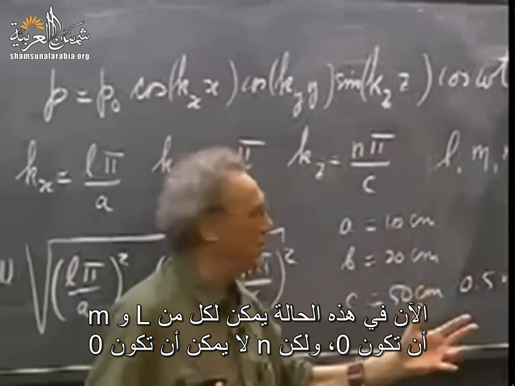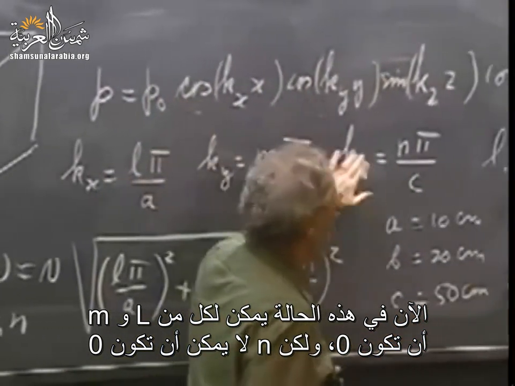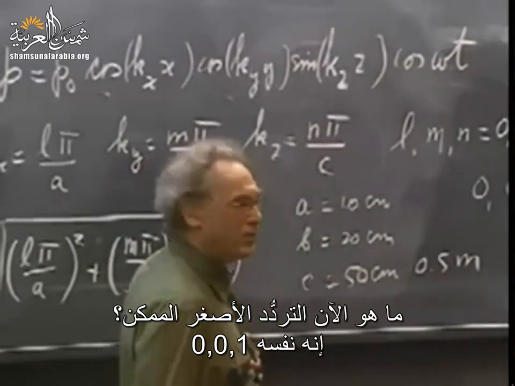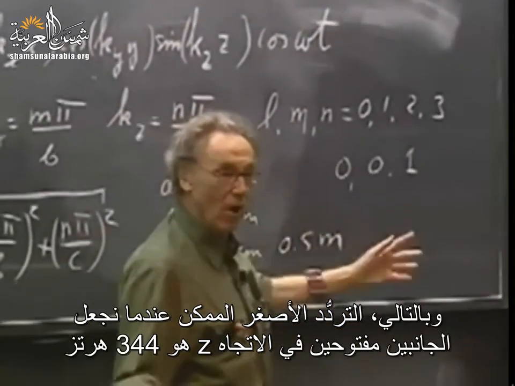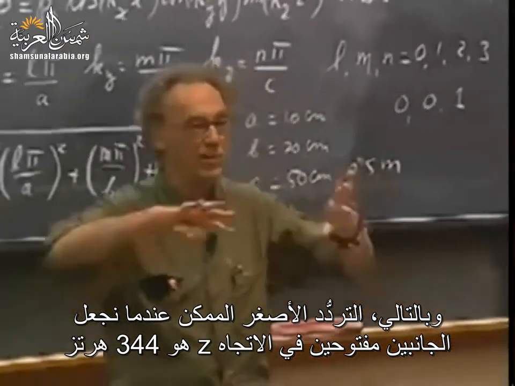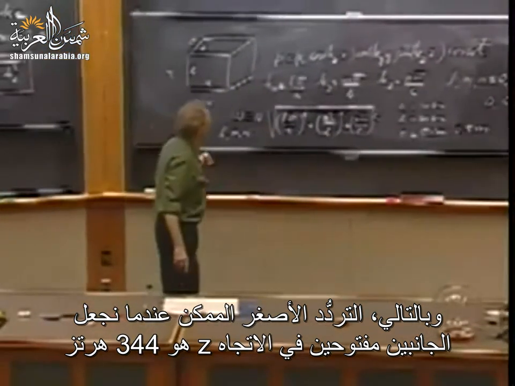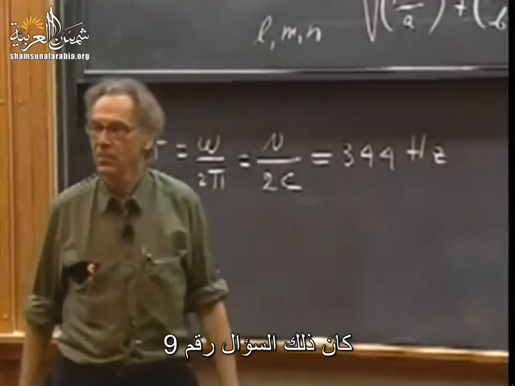So now you have a situation that, yes, L can be 0, M can be 0, but N cannot be 0. So what now is the lowest possible frequency? It's the same, 001. And so the lowest possible frequency when you break out, when you make it a tunnel, is again 344 hertz. And that was quiz number 9.